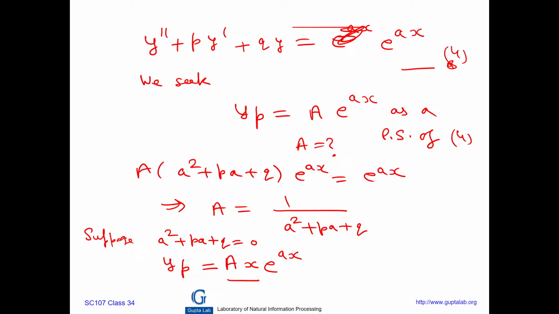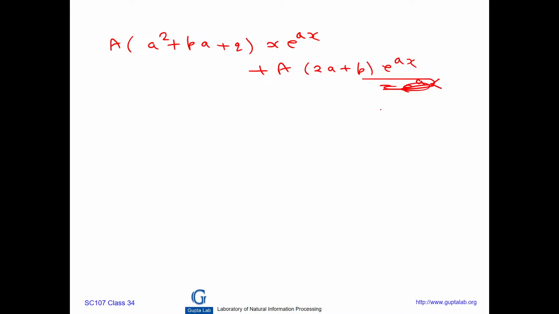ठीक है, अब डाल करके देख लो. A की value A unknown है अभी, फिर you substitute it. If you substitute it here we get A times a square plus pa plus q times x times e raised power ax plus A times 2a plus p times e raised power ax is equal to e raised power ax. Again ये value तो zero हो जाएगी because a is a solution here, right? So e raised power ax cancel हो गया, non-zero है. So we are getting capital A as 1 over 2a plus p.